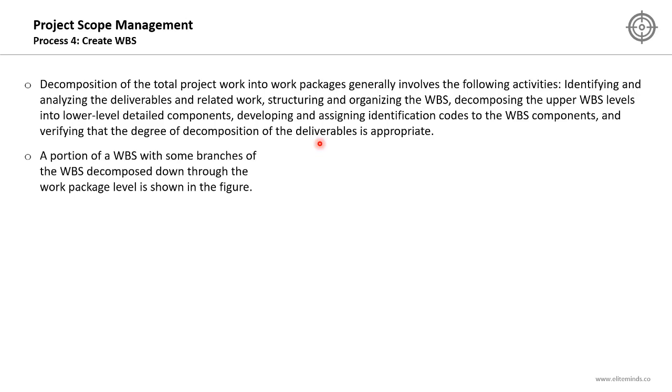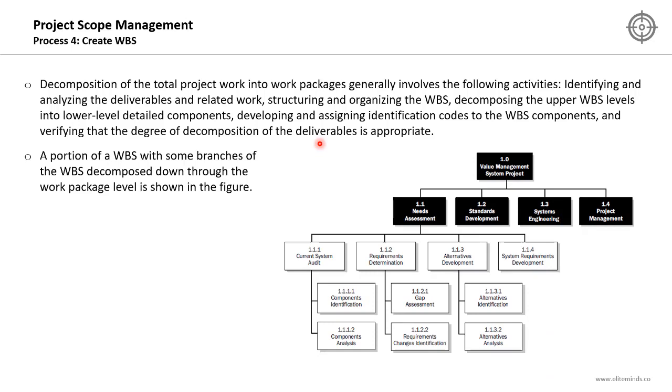A portion of a WBS with some branches of the WBS decomposed down through the work package level is shown in the figure below. We have a value management system project. This is the project. These are the key parts or the key deliverables of the project scope at the first level. At the second level, we have another subdivision of the needs assessment, for example, and the lowest level here is the work package level. The work package level is the level where the durations, budget and resources will be estimated, and then aggregated to find out the total budget and duration of the project. This is the importance of the work breakdown structure.